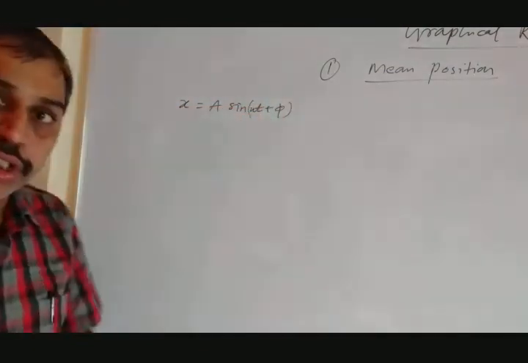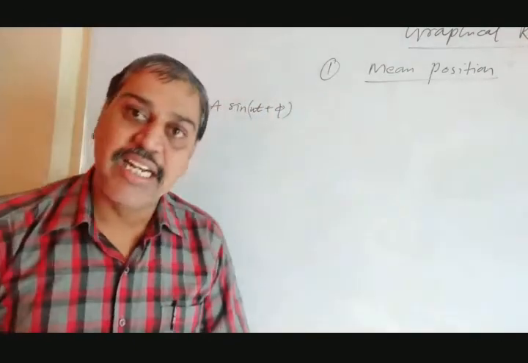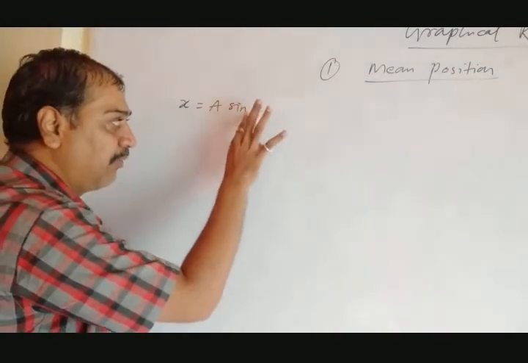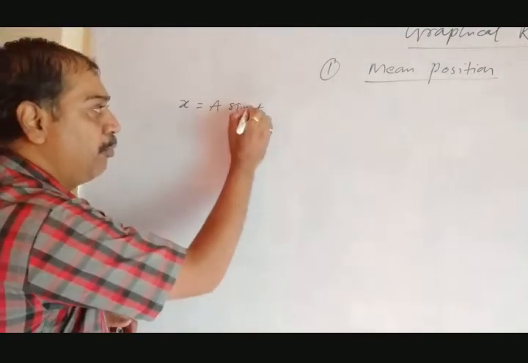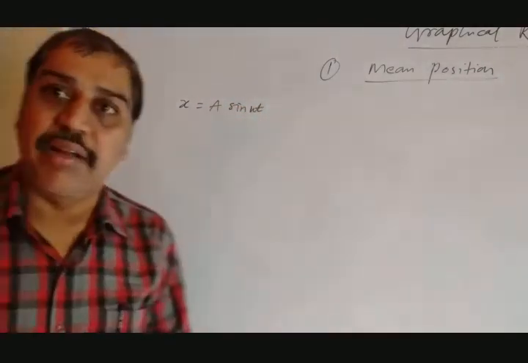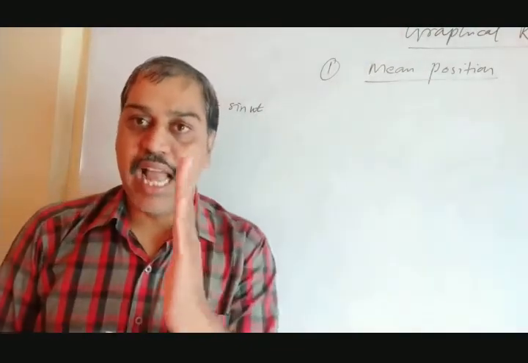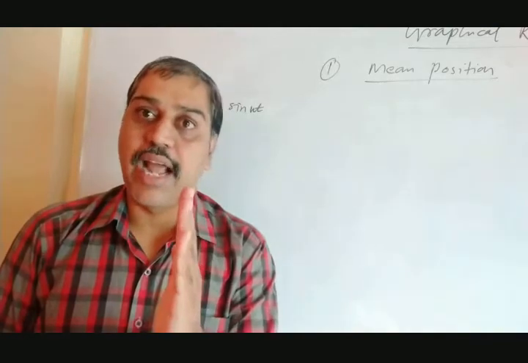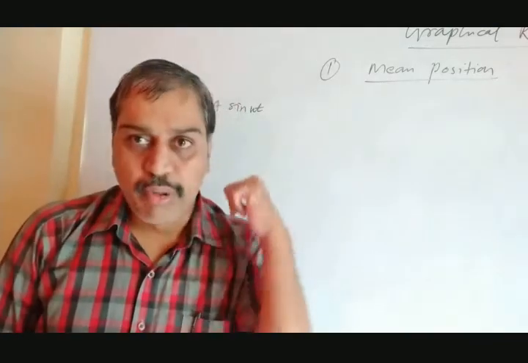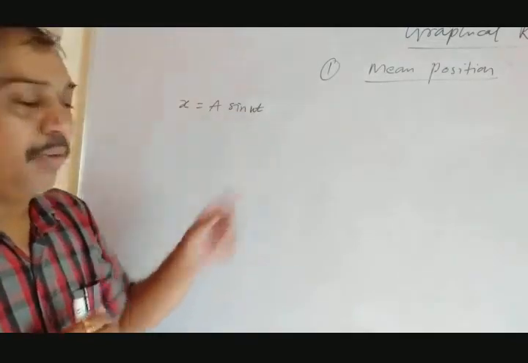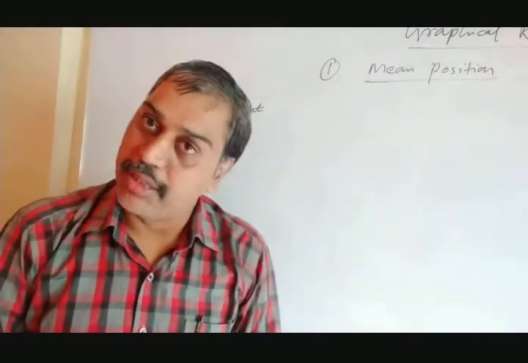But when motion starts from mean position, it is seen that phi is 0. So you can write this as x equal to a sine omega t, because at mean position, if you put an initial condition, x is 0 and we have started time t equal to 0. Put that here, you get phi equal to 0. So x equal to a sine omega t would be the formula.